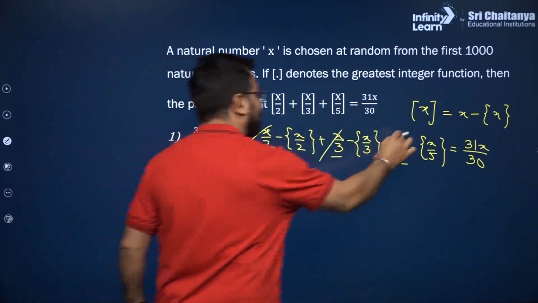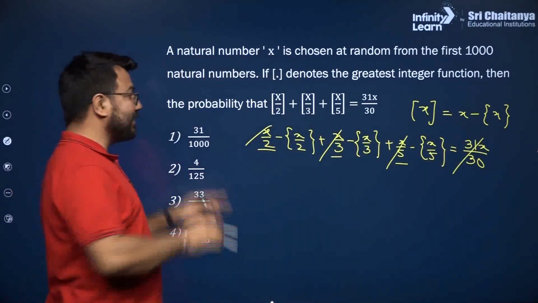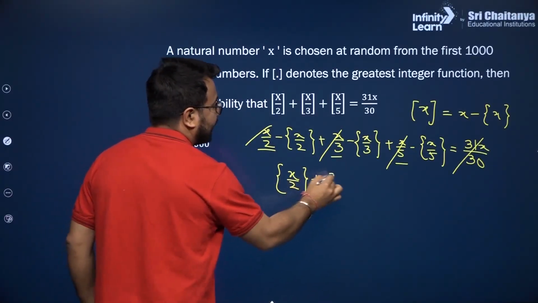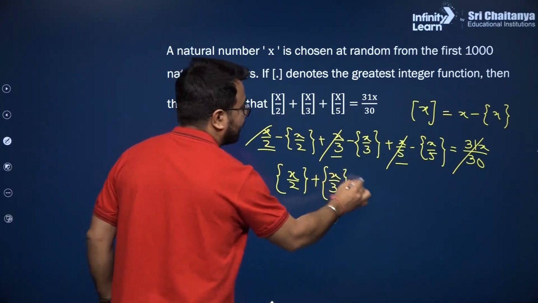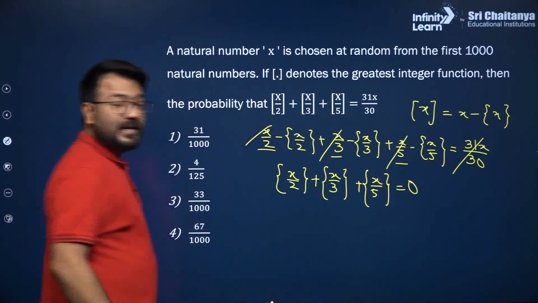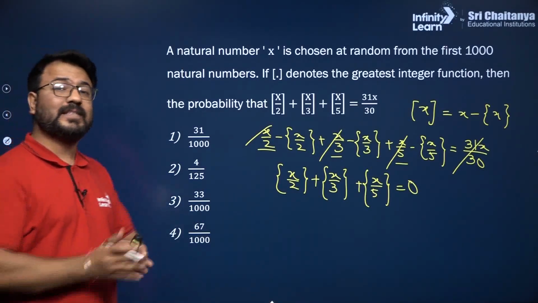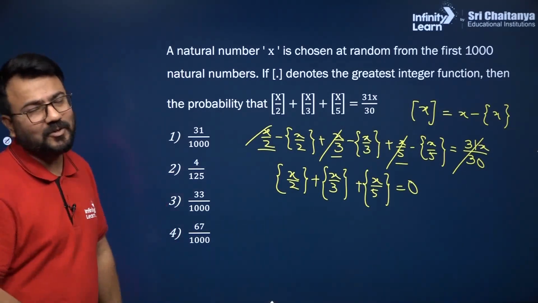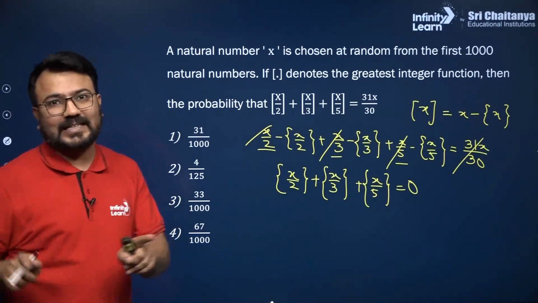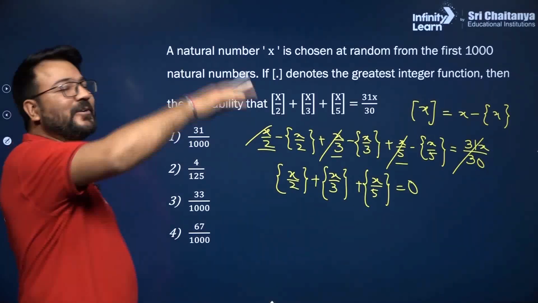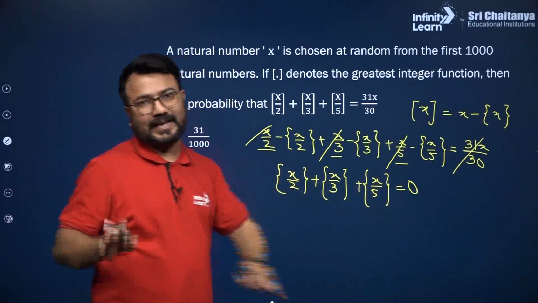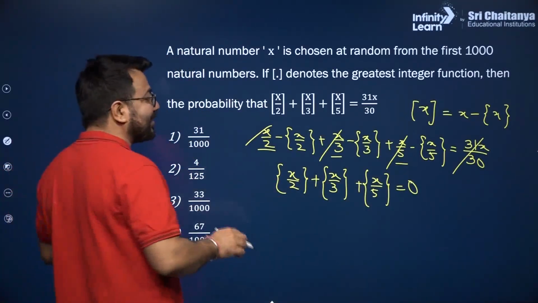So these terms will get cancelled, and the sum of all these fractional part functions of x by 2, x by 3 and x by 5 will give us 0. Now the fractional part function always has a value between 0 and 1. The minimum value is 0. The maximum value is 1 in the open interval, not exactly 1 but tending towards 1. So since the sum of these three is 0, and they cannot be negative at any time, individually they should be 0.